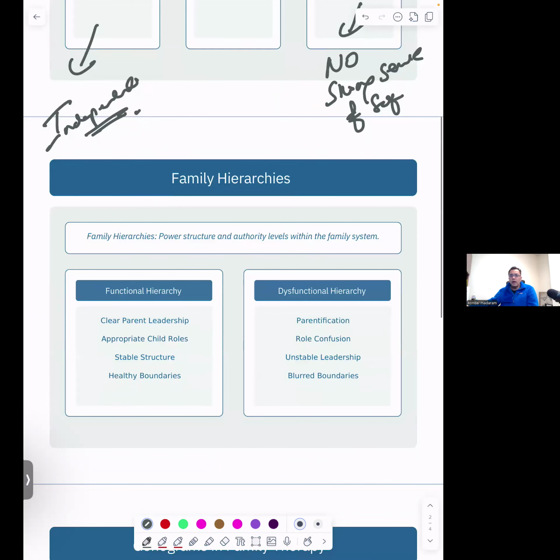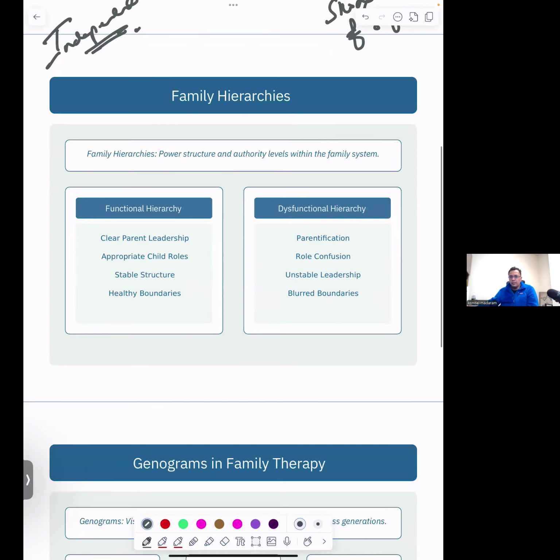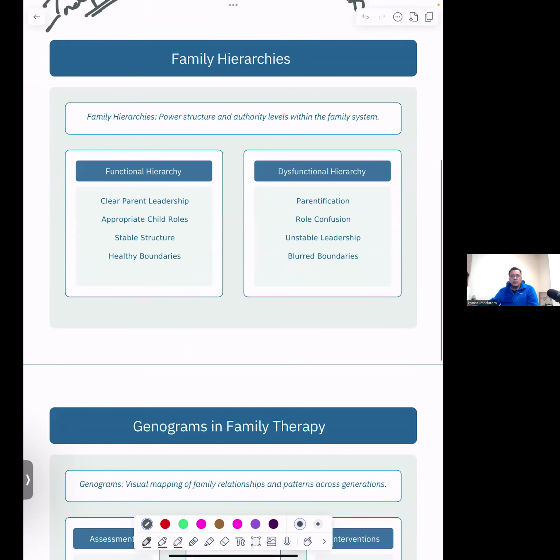Now let's talk about family hierarchies. Family hierarchies refer to power structures and authority levels within the family system. Let's think about functional hierarchy, in which clear parental leadership is established, ensuring stability and healthy boundaries. Children are given age-appropriate roles, and the family system is guided by mutual respect and order.